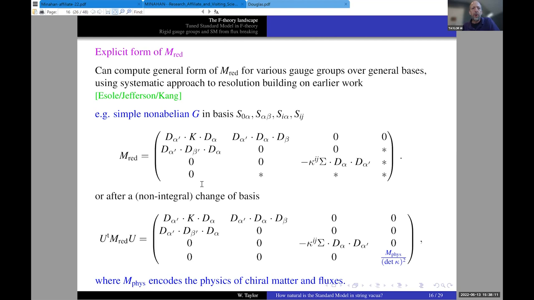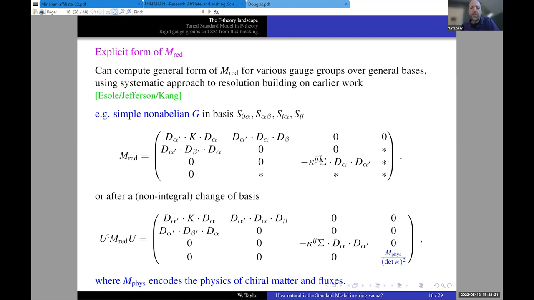So the general form of M red is roughly the following. If we just have a simple non-abelian gauge group G and we look in a certain basis, we can write this M red in terms of intersections on the base, where K here is the canonical class of the base, and the D alphas are the divisors on the base.